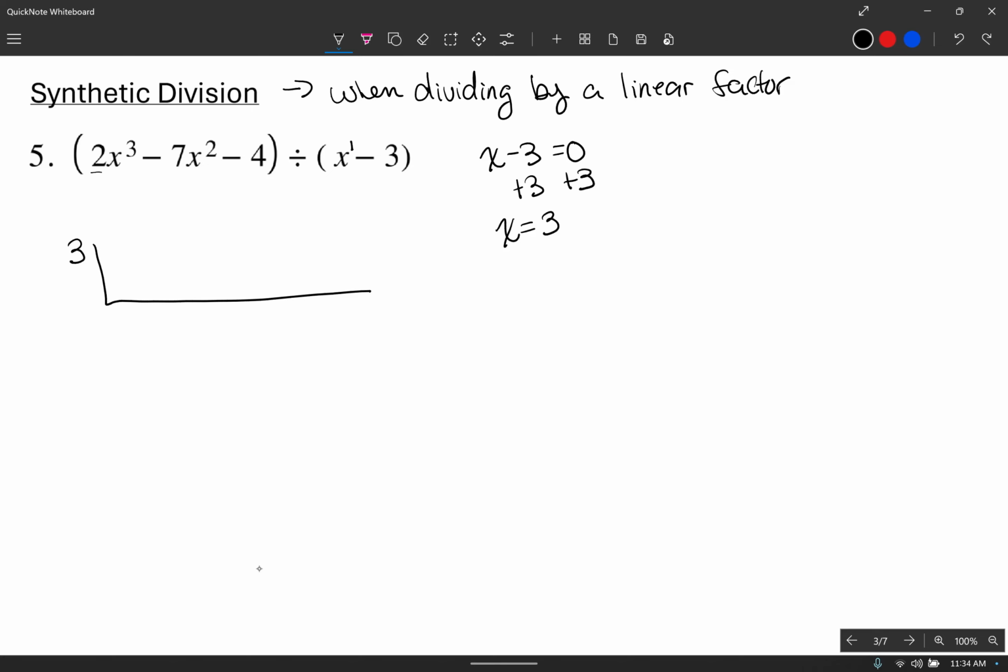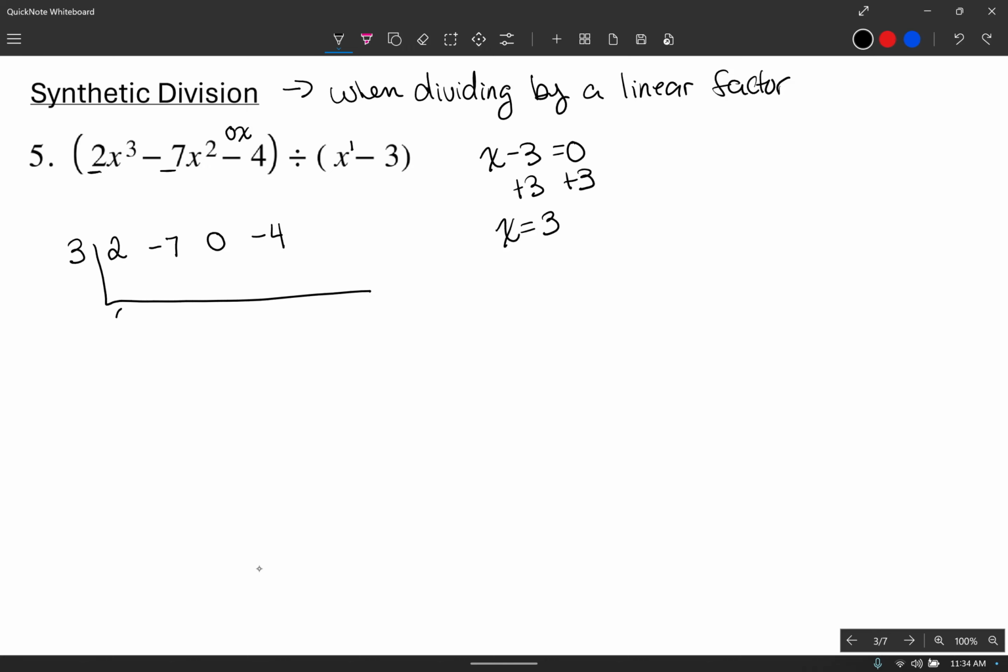Now you're going to take all the coefficients of what's inside. Okay, now if you're missing any terms after starting with your largest, you have to put a 0 in its place. So for instance, I started with x to the 3rd. There's a 2 in front of that. Then I have x to the 2nd. We have a negative 7 there. But I don't have an x term, an x to the 1st. So there needs to be a 0 in that place. And then I have my number without the variable that also always has to be there.